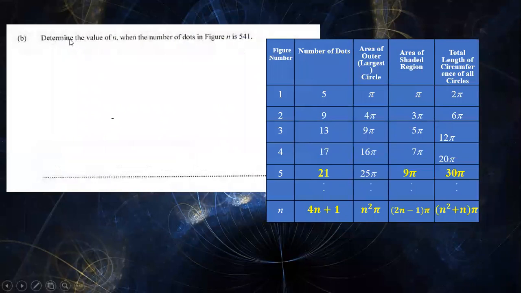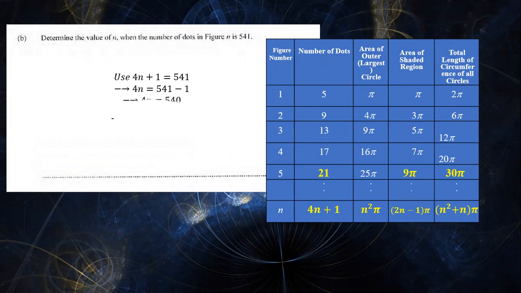So it says, determine the value of n when the number of dots in figure n is 541. So what we're going to do is put 4n plus 1 equal to 541, and then solve, make n the subject of the formula. So it's going to be 4n is equal to 541 minus 1. Next, 4n is going to equal 540. And n is going to be 540 over 4, which is equal to 135. So n is going to be 135 when there are 541 dots.